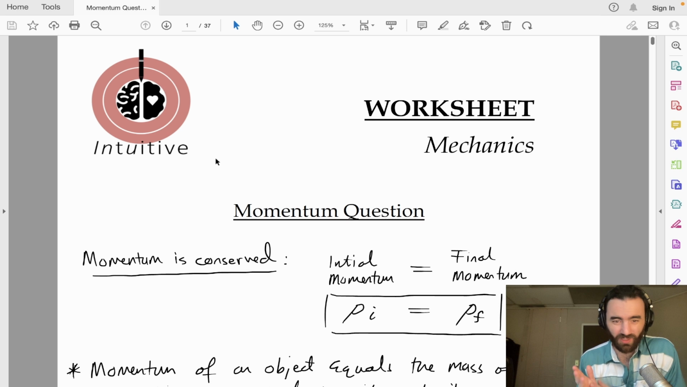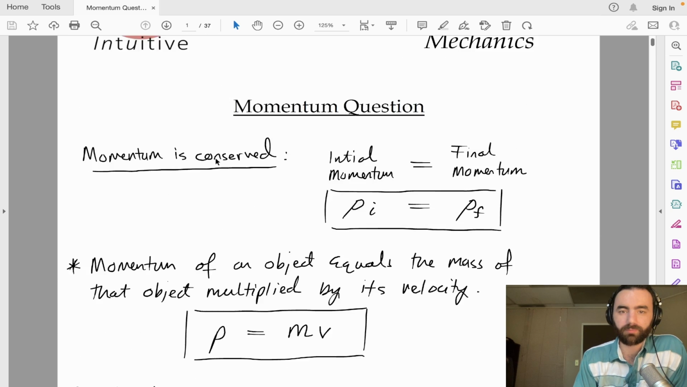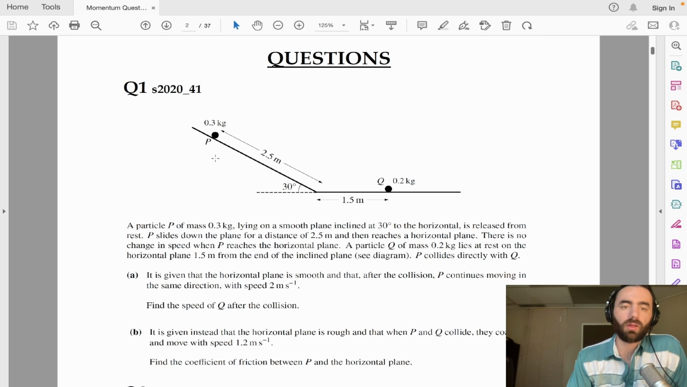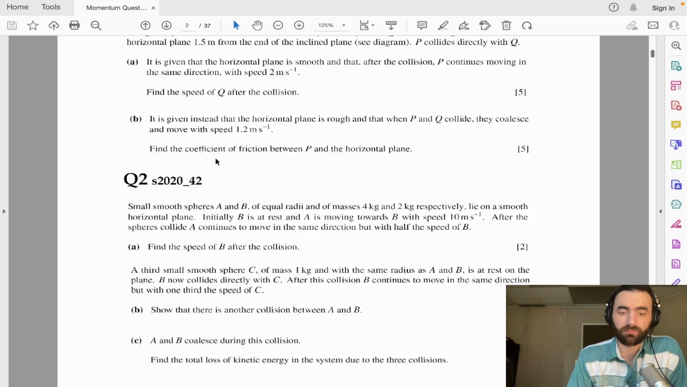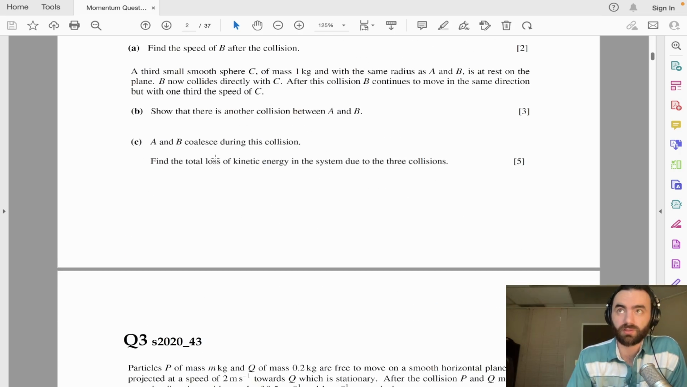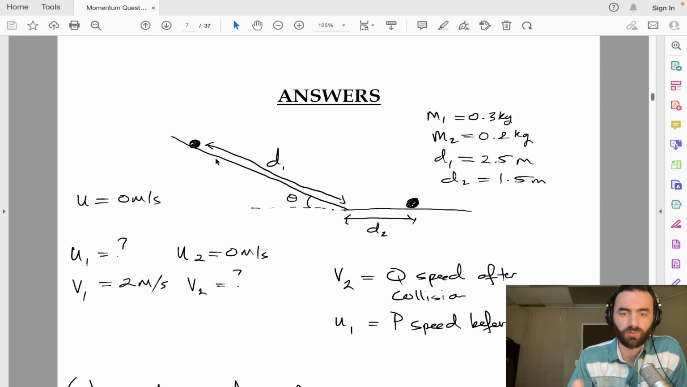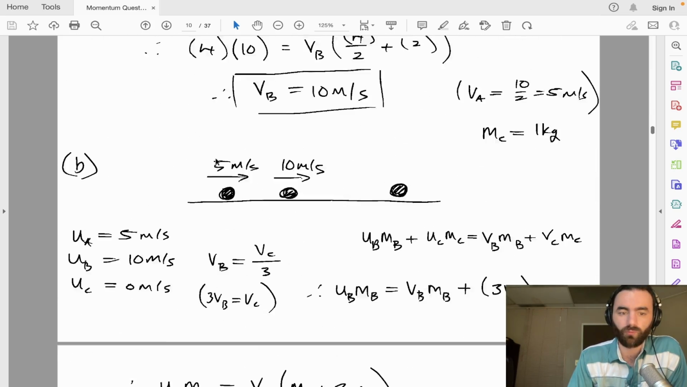What's up? We will be doing the momentum question today. I've extracted all of the times they have asked on momentum since 2020, when they introduced it to this paper, up to 2022, so it's 3 years, and I've answered them all for you.